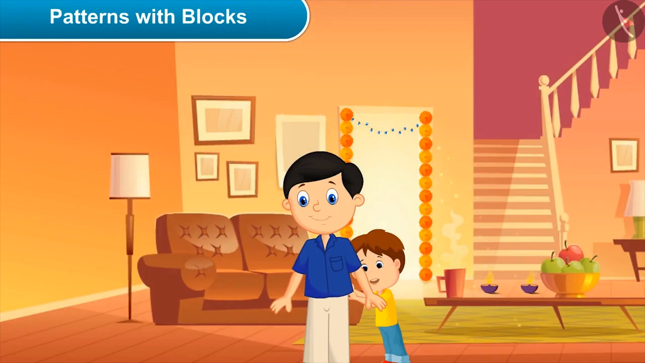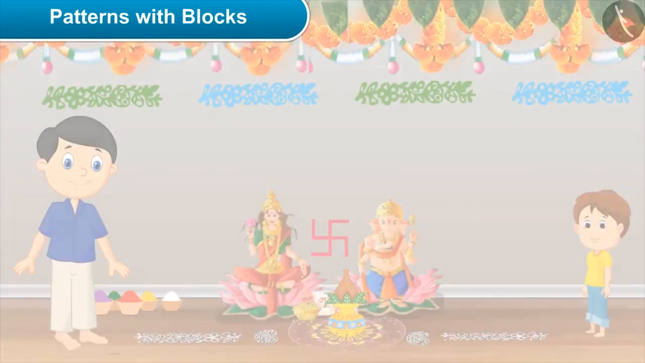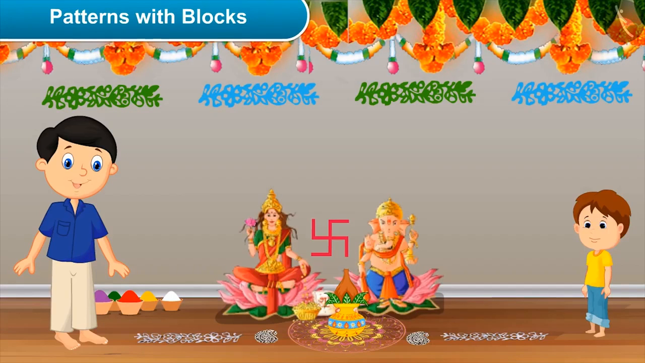Daddy, please have a look on our beautiful rangoli. Oh wow! Have you made this? Yes, I have made this with Mom. Very nice. Now let's go to Puja room. Dad, what are you doing? I am decorating our puja room with lots of colors. Wow, you have made such beautiful and colorful patterns. Yes. Would you like to make some patterns? Yes, Dad. Okay, start making.